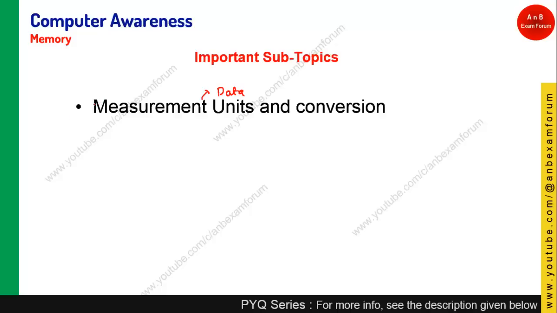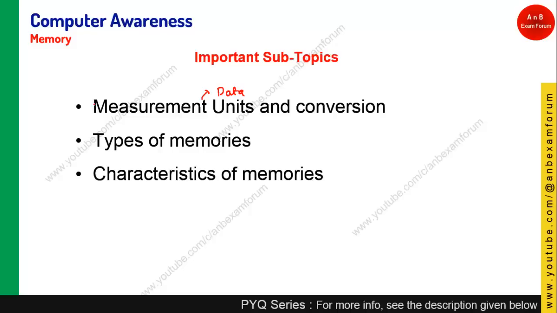Okay, the second important topic is the type of memory. As we know, there are certain kind of memory like primary memory, secondary memory. Okay, those type of memories you should know. And the most important, the characteristic of each memory. Like we have different type of memory. Some are volatile, some are non-volatile. Those terminology and the meaning you should know.